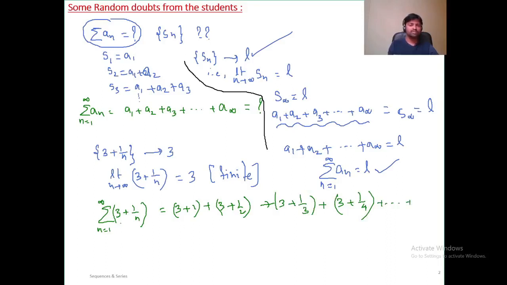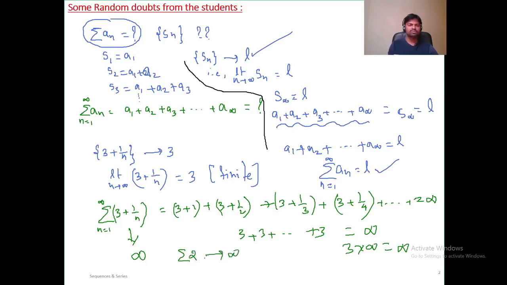But 3 will come infinitely many times: first time, second time, third time, fourth time, likewise infinite times. That means 3 plus 3 plus 3 plus 3, and so on, infinite times. Forget about 1 plus 1 by 2 plus 1 by 3 plus 1 by 4 for now; that is for later. This will become infinity, because 3 into infinity is infinity. Therefore the sum becomes infinity, so this series diverges to infinity. Sequence is different, series is different. Likewise, look at every constant series: for example, 2 as a constant series diverges to infinity.